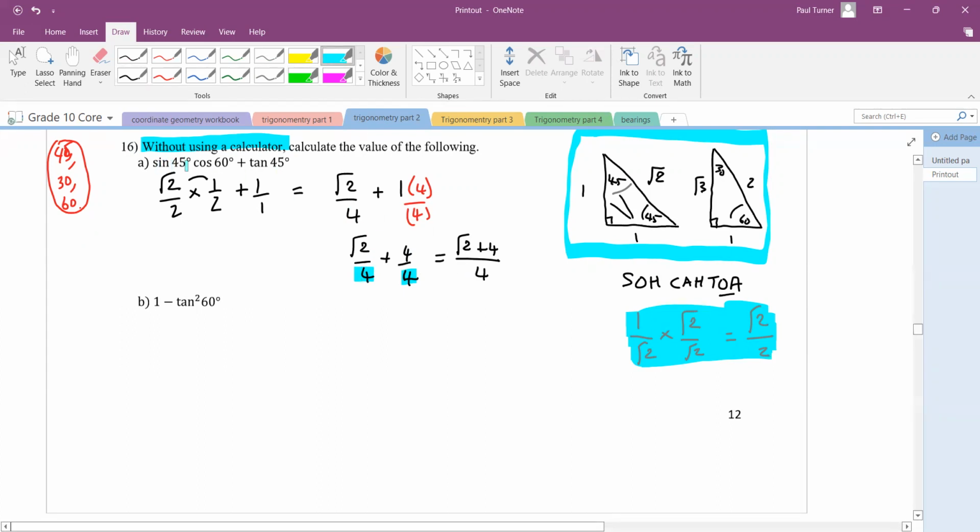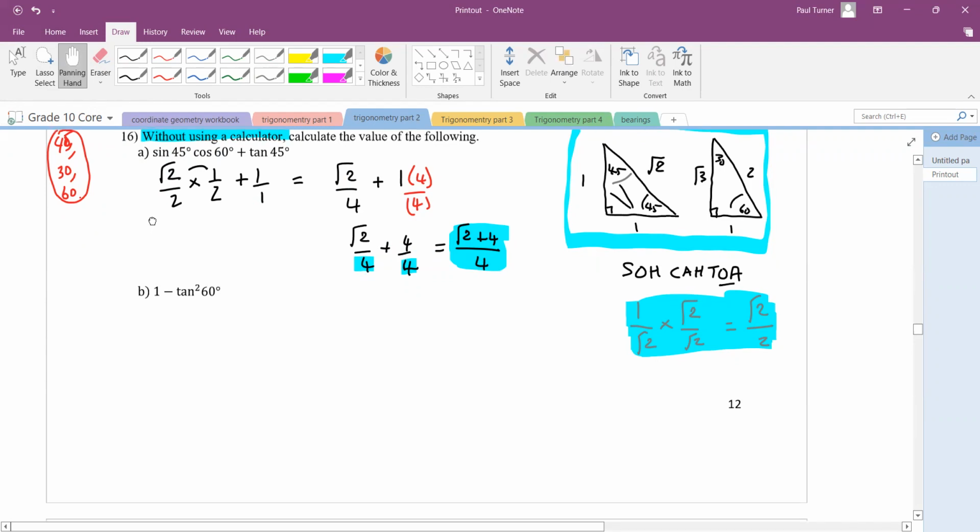So if you like, you can put this into your calculator and check this here. There's nothing else that can be done with that. Okay, we have a common denominator 4 here and root 2 plus 4, which can't be simplified anymore. Right? So how about question 2? Question 16b. So I'll leave that there, but we always refer to these two triangles here. So why don't you try this one yourself for a minute?